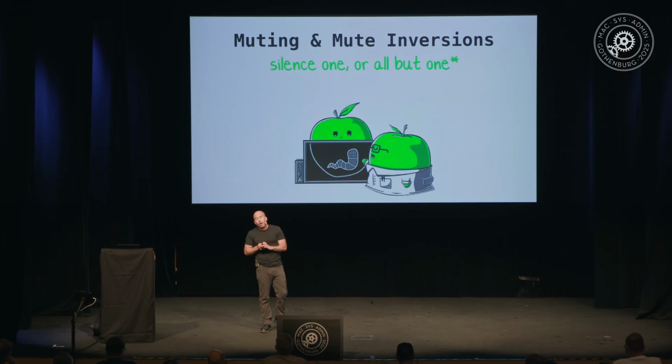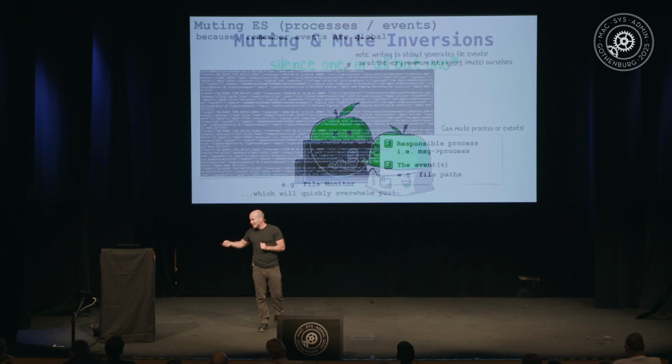All right, so those are deadlines and authorization events. The next thing I want to talk about is mute and mute inversion. This is a very powerful capability of endpoint security, but at least to me, makes my head hurt a little bit. So let's dive in, and I hope that I don't lose y'all along the way.